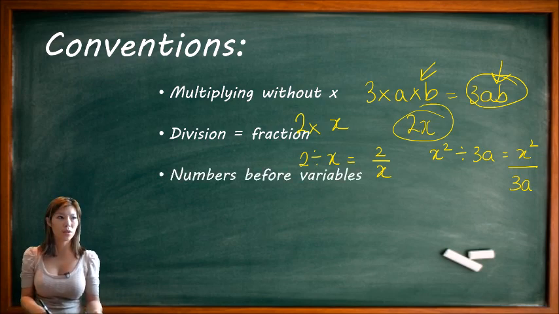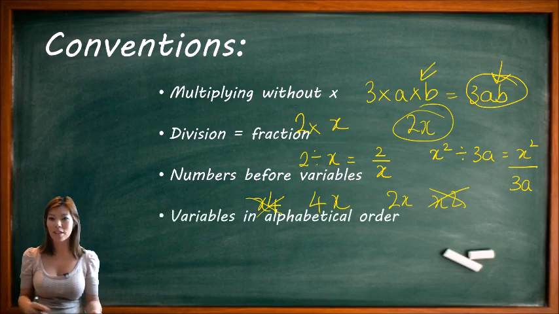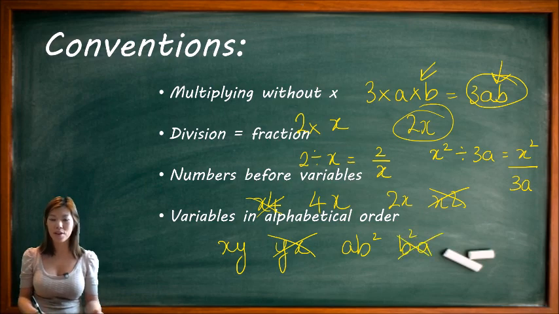Numbers before variables. So we don't write x4. We don't write that. We write 4x. So before we wrote 2x, and we do not write x2. And the last convention is variables in alphabetical order. So whenever you see xy, you would not see yx. You will see ab squared, for instance, but you would not see b squared a. So we always put them in alphabetical order as well.